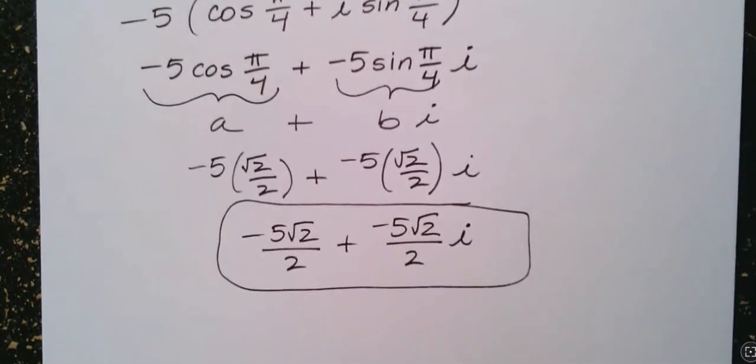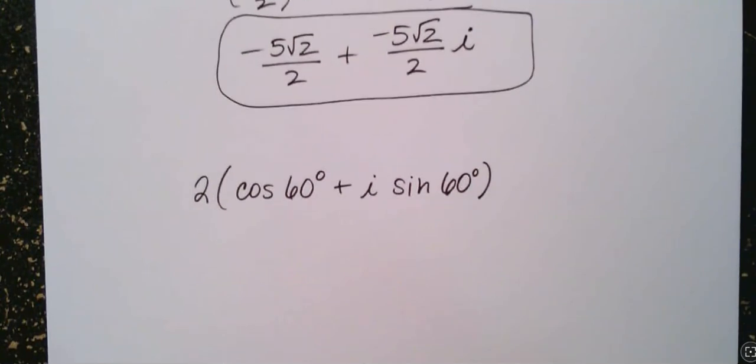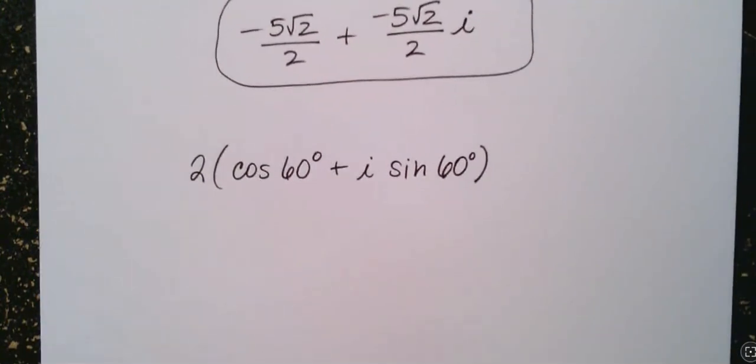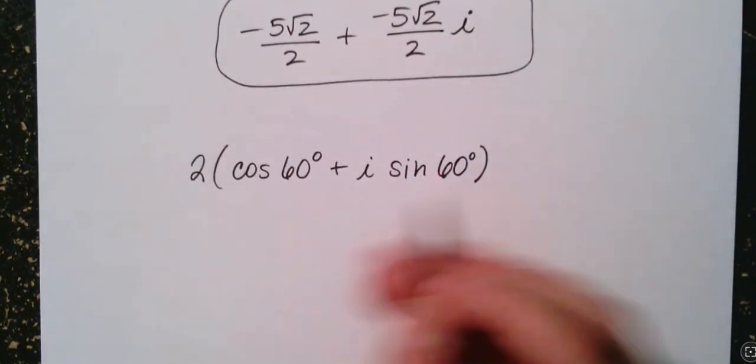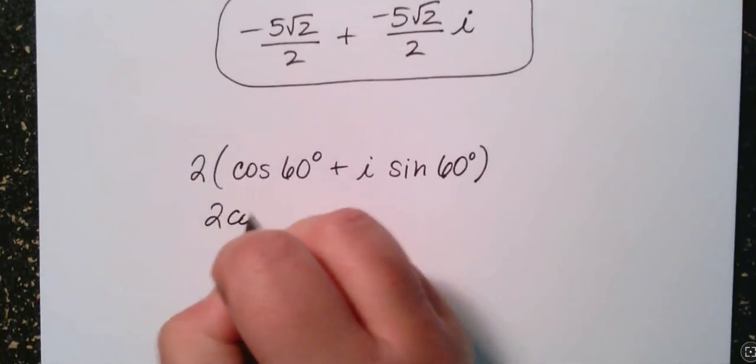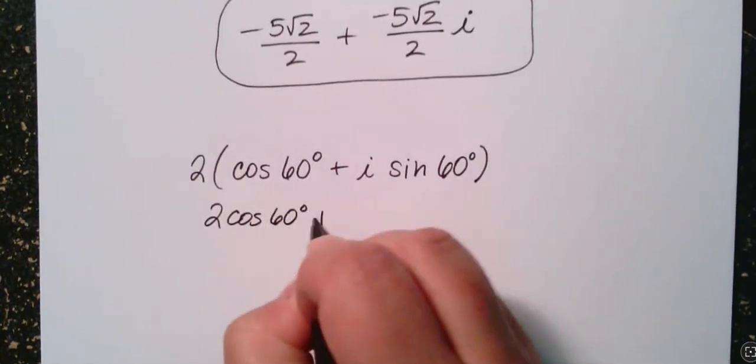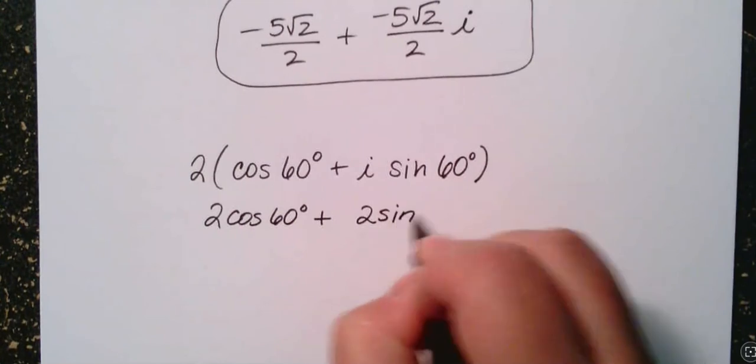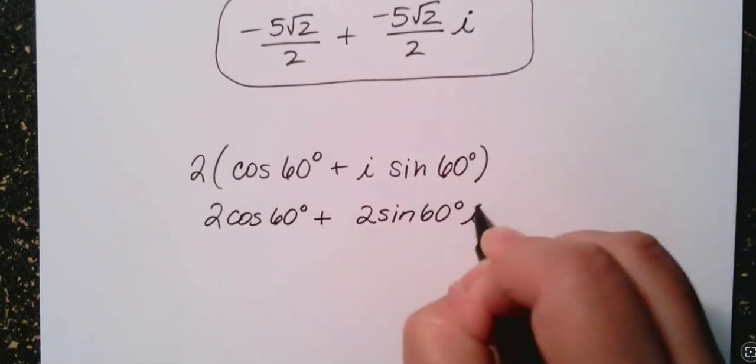Let's try another one like that. Let's do one with degrees. Let's say we have 2 times cosine 60 plus i sine 60. Sorry, you can't see this. I'm getting really bad about leaving that down there. Okay, so this is the same idea as 2 cosine 60 plus 2 sine 60 times i.